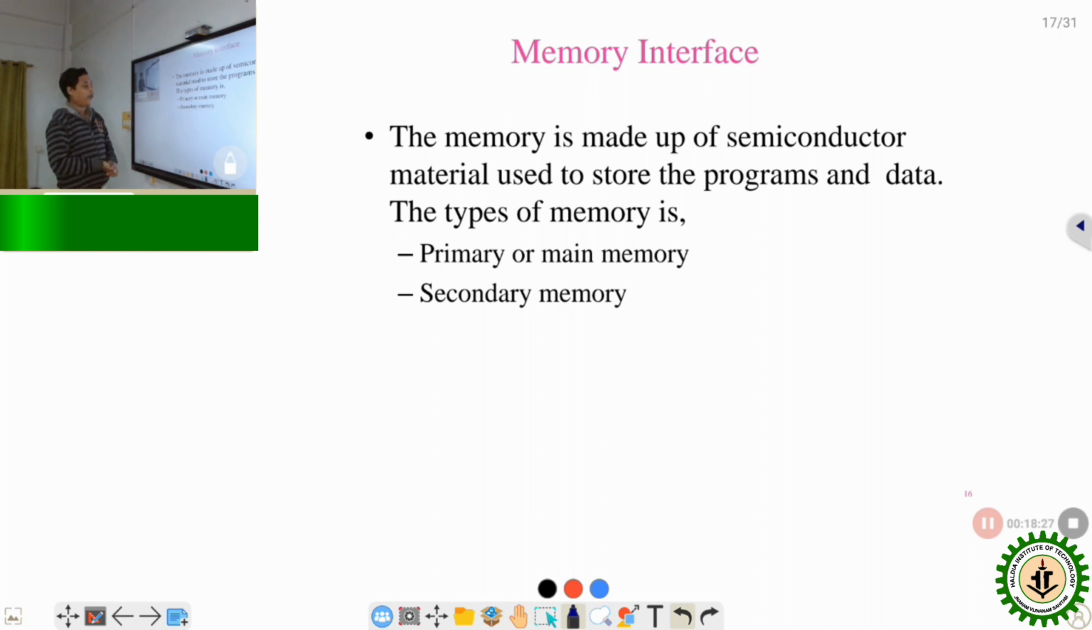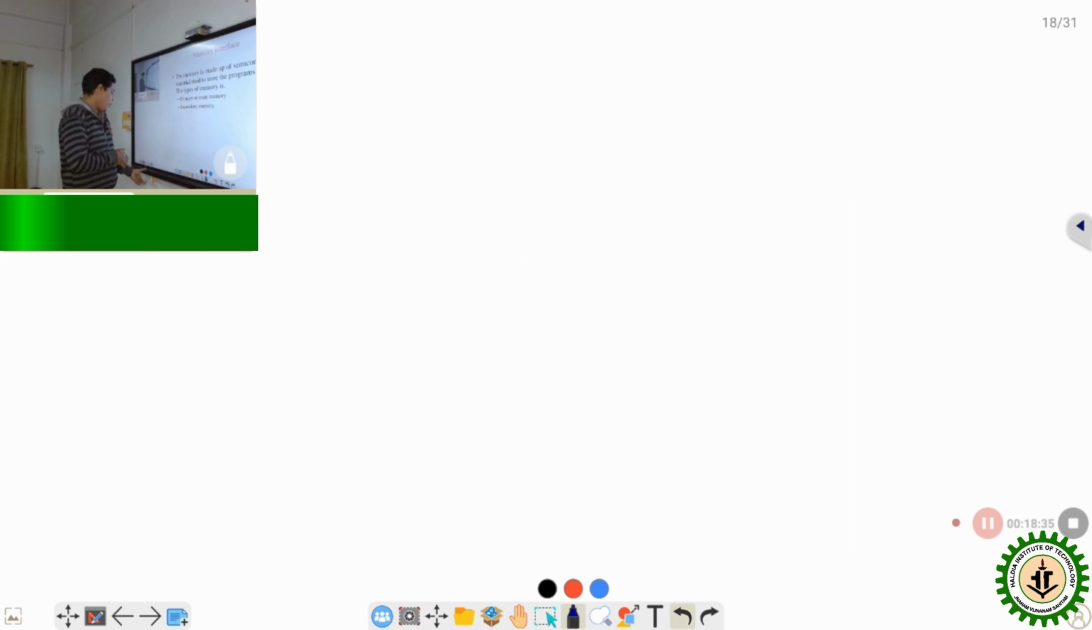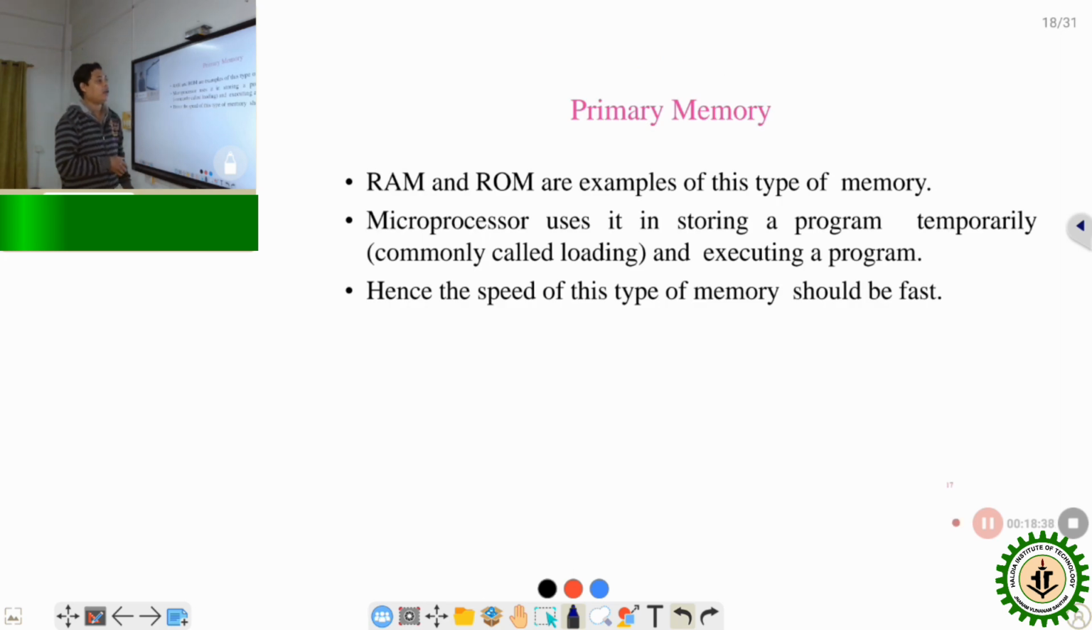It is a well known fact that we have two types of memory, that is the primary memory and the secondary memory. Primary memory, ROM and RAM, comes under this category. For accessing the data fast, these two devices are basically used. Hence, the speed of this type of memory should be very high to access the instruction and data very quickly.